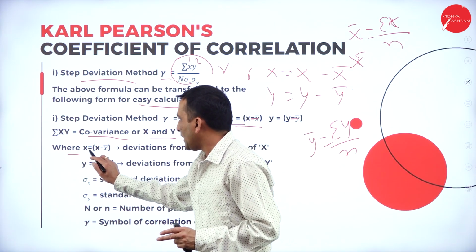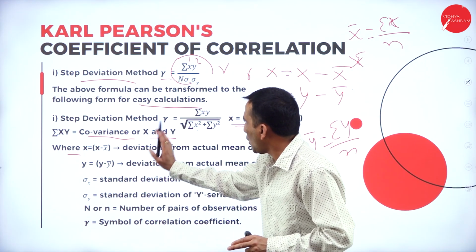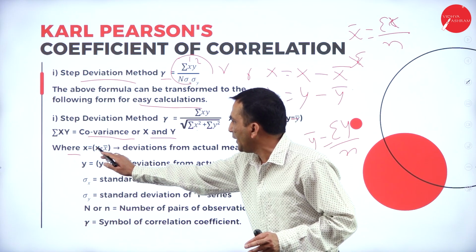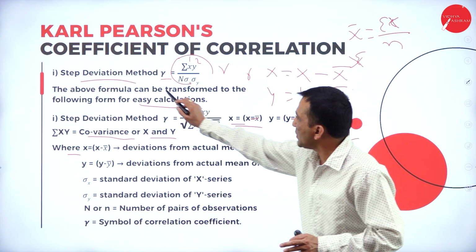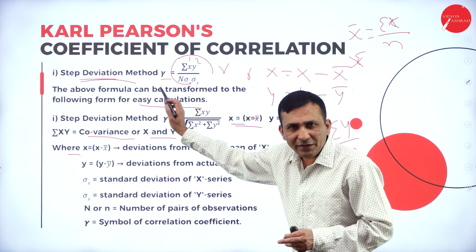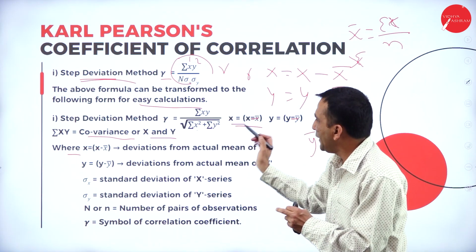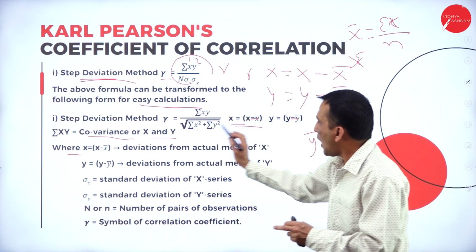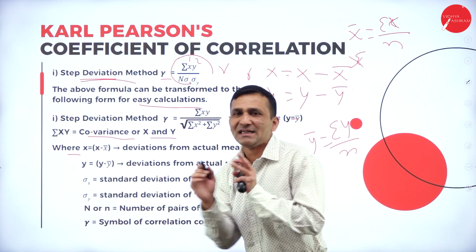Okay, so where x is equal to x minus x bar, according to the formula basis only we need to, so unless, we cannot directly consider, because we are using step deviations. So when we are doing the step deviations method, we need to find out x from the x series. So how are we finding the x value? From the x series we need to subtract x bar.